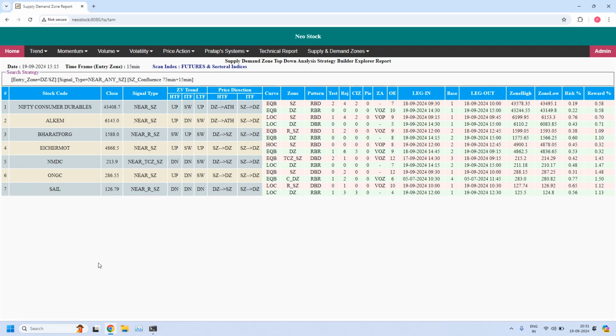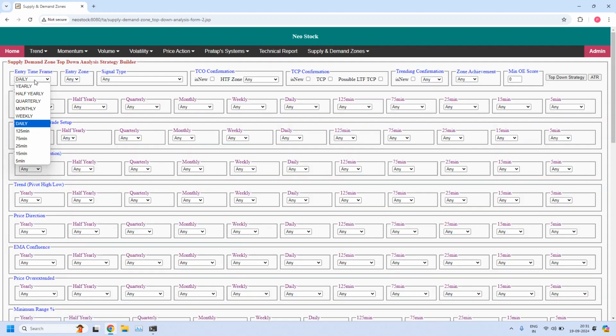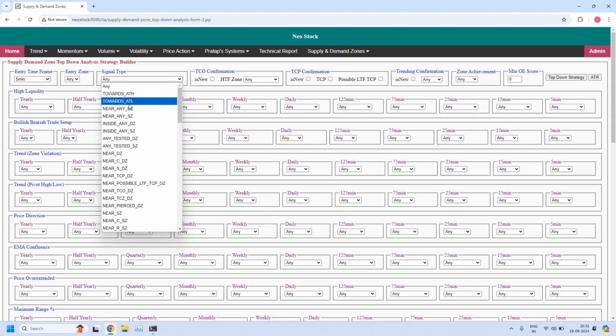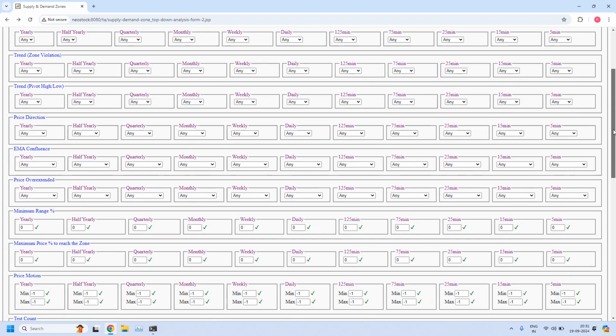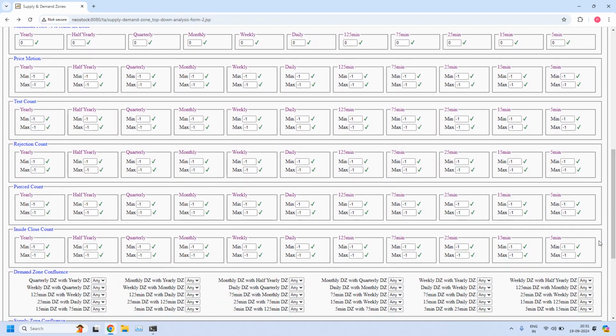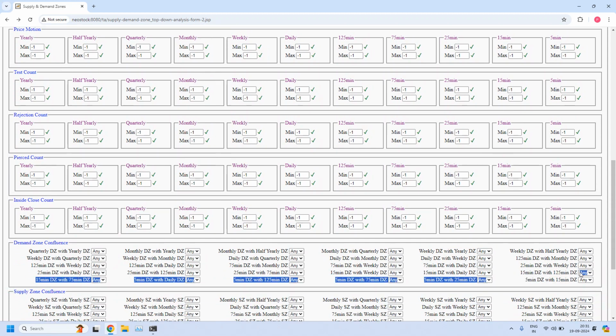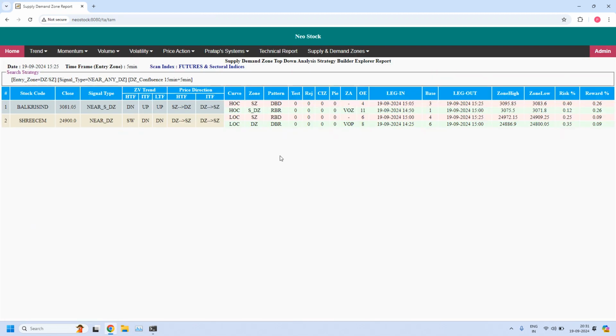So next time frame is 5 minutes. Let us find the stocks near 5 minutes demand zone. 3 stocks are filtered near to the 5 minutes demand zone. Let's verify any of these stocks are having ITF confluence. 5 minutes and 15 minutes demand zone confluence. So I'm enabling the filter. So 2 stocks are having a 15 minutes zone confluence. That means 5 minute zone is part of the 15 minute zone.